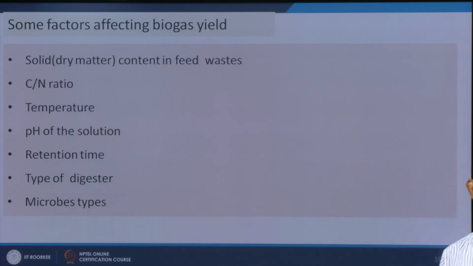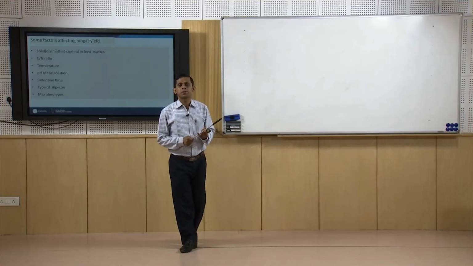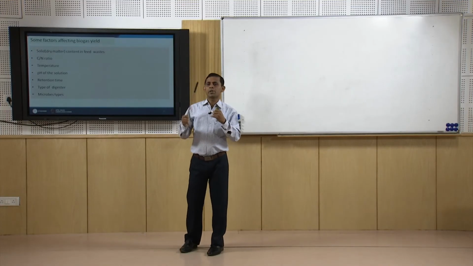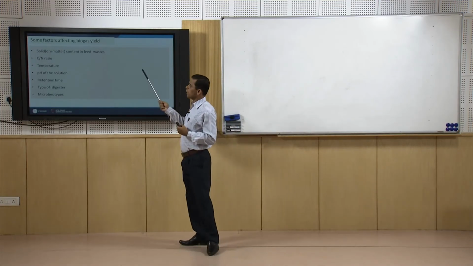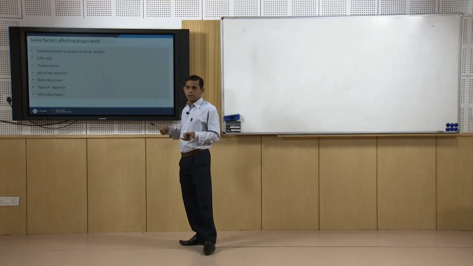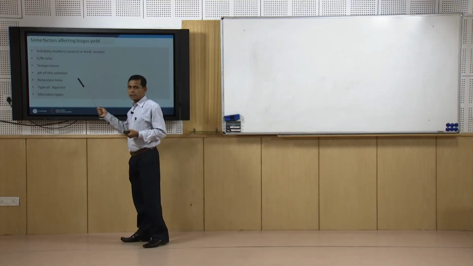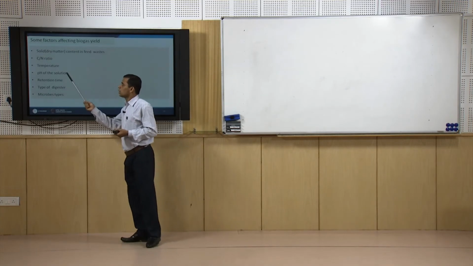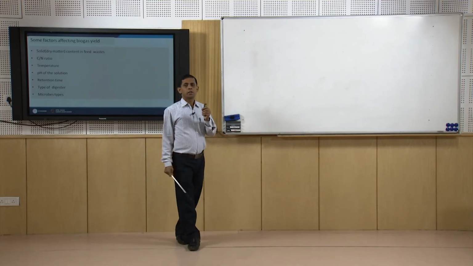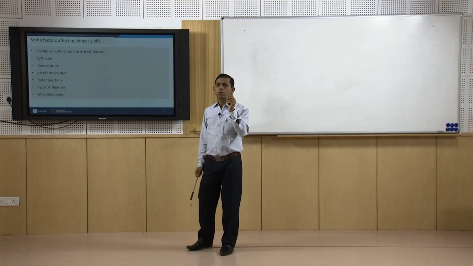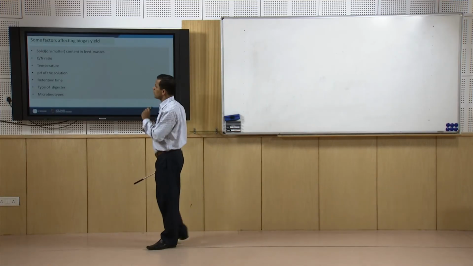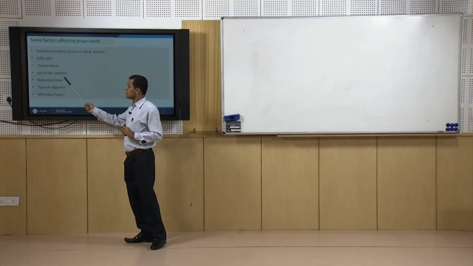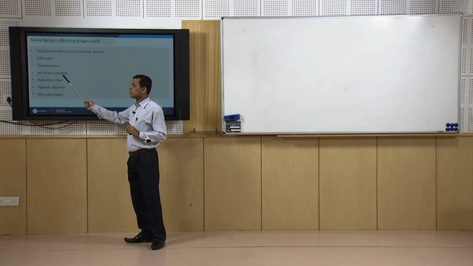Temperature is important because the microbes are sensitive to temperature. Different types of microbes are able to grow in different temperature ranges, so different types of microbes and different temperature ranges will be used, which we will discuss later on. The pH of the solution is also important because it influences the growth of the microorganisms. Microorganisms cannot sustain all pH values, so pH has to be selected on the basis of the suitability of the microorganisms.